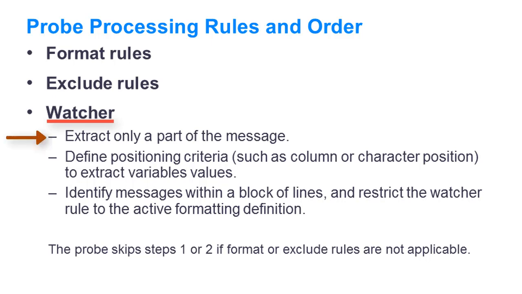You can define multiple watcher definitions to extract different messages from the target source, or specify different criteria for the same message. You can also define variables that allow you the following options: extract only a part of the message, define positions criteria such as column or character position to extract variable values, identify messages within a block of lines, and restrict the watcher rules to the active formatting definition. The probe skips format rules and excludes rules if they are not defined, as they are not required.